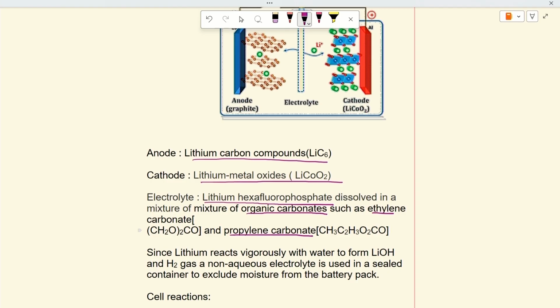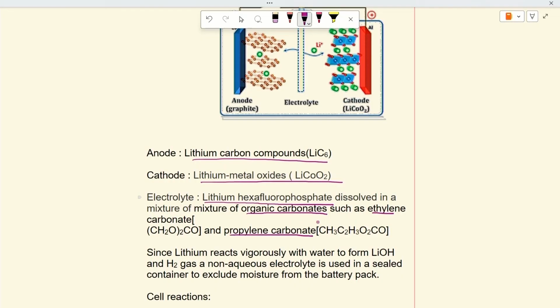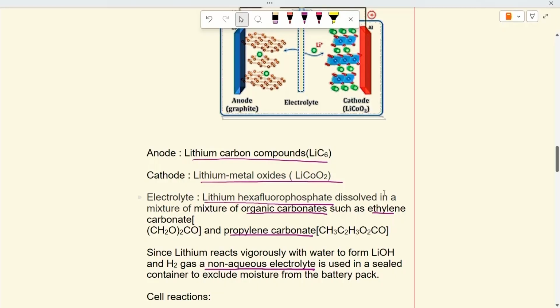Got it? It is very important. You cannot use an aqueous solution. Lithium hexafluorophosphate is dissolved in either ethylene carbonate or propylene carbonate or a mixture of that. So, that is what we use, organic compounds. The reason is that lithium reacts with water to form lithium hydroxide and hydrogen. So, you should remember, we should use only non-aqueous electrolytes, and the battery should be completely sealed in order to prevent the entry of moisture inside the battery. That is the point to be noted.